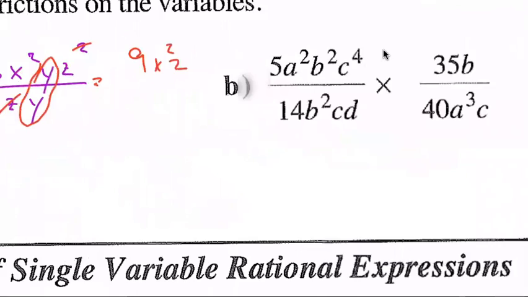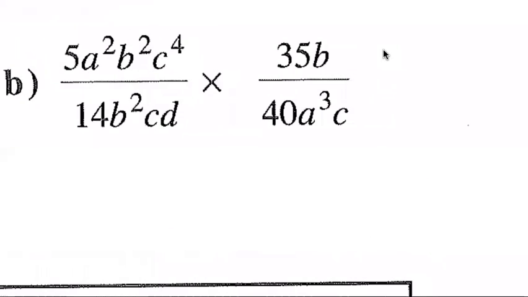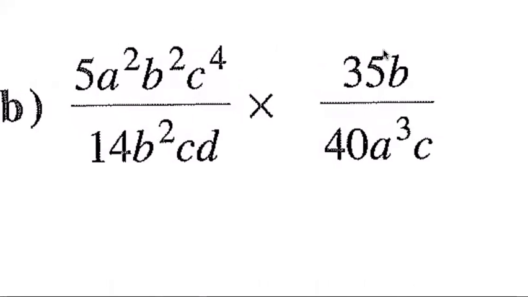Question B. Looks a little bit more complicated. 5a squared b squared c to the 4th over 14b squared cd times 35b over 40a cubed times c. Now, the tough part about reducing as you work through is that sometimes things get lost. So you just have to be very, very careful and write some intermediate steps if you need to.